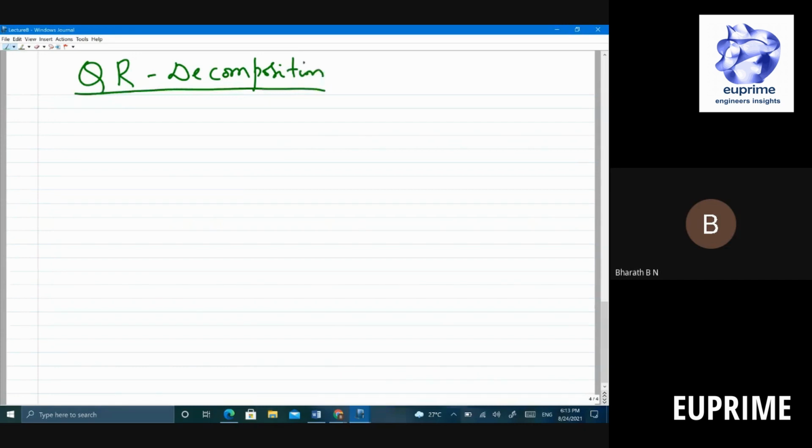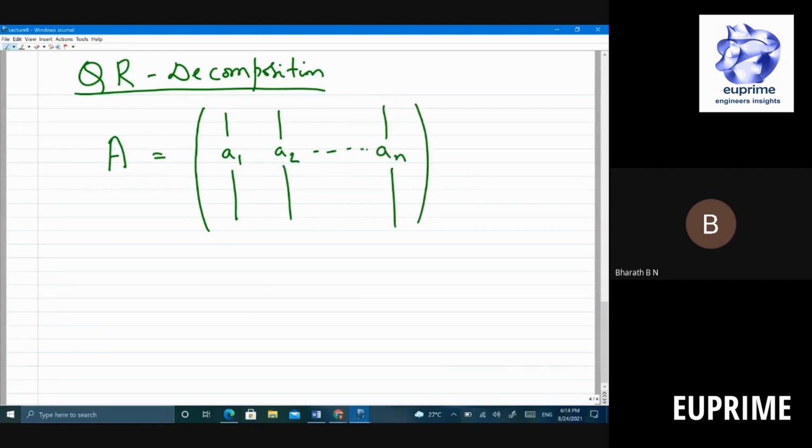So what is QR decomposition? You take any matrix A. I can think of this as these column vectors, A1, A2, etc., An. Remember, this is true for any matrix, not necessarily a square matrix. You can take fat, tall, whatever.